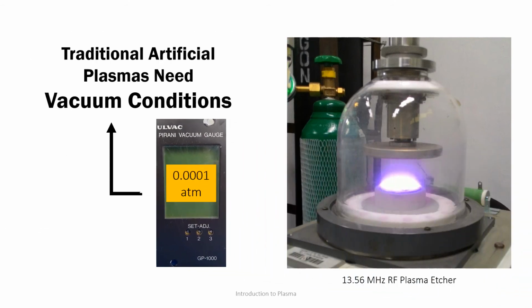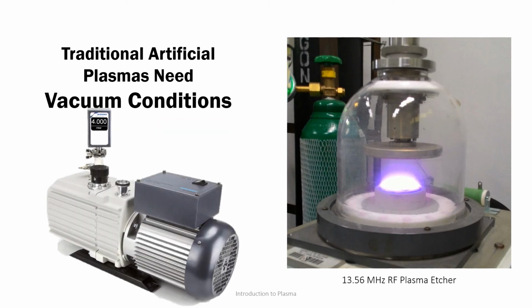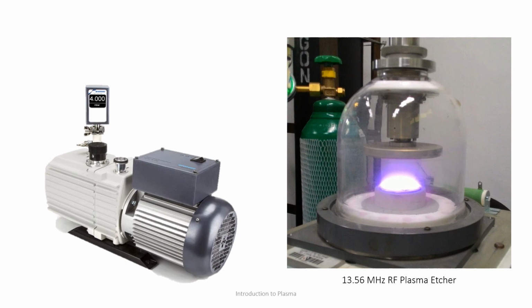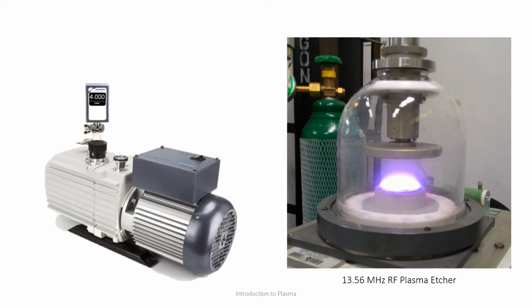Due to this low amount of pressure, your traditional artificial plasmas need vacuum conditions to be generated, which will mean we'll need vacuum pumps. Traditional plasma technology requires the use of vacuum systems to be generated. This makes your process expensive.